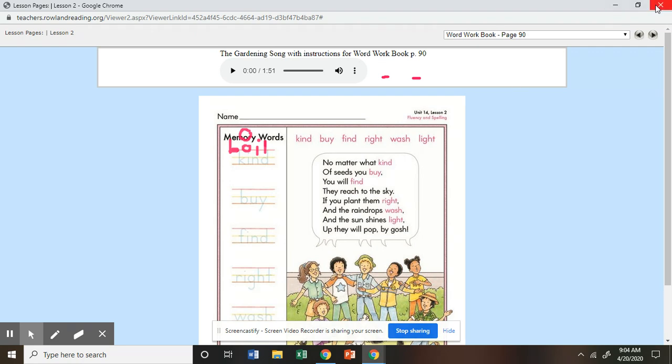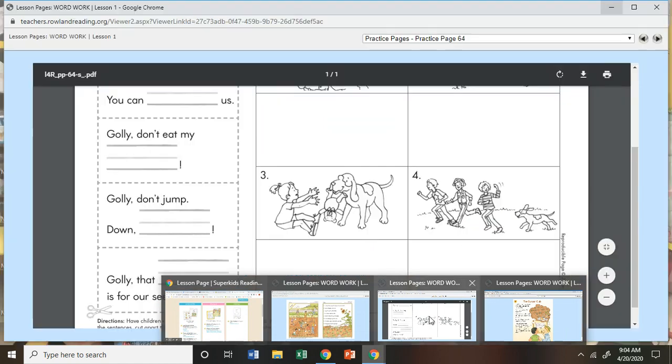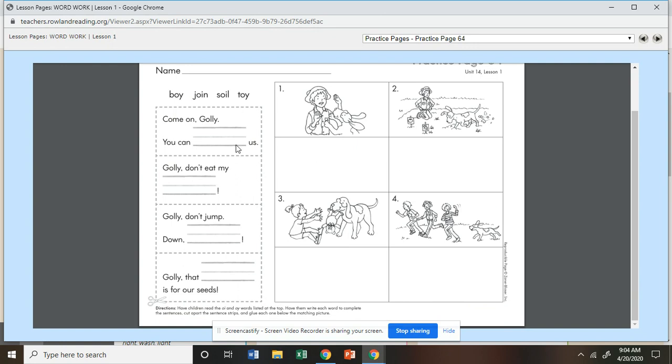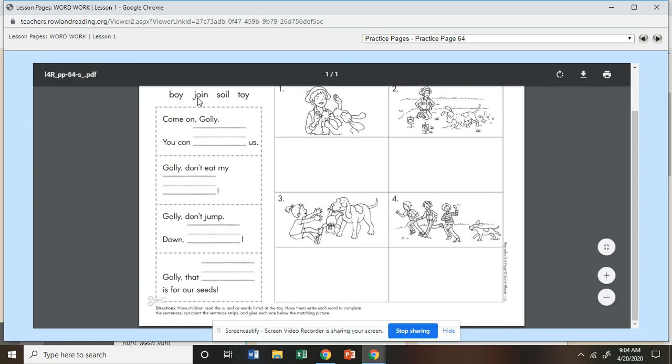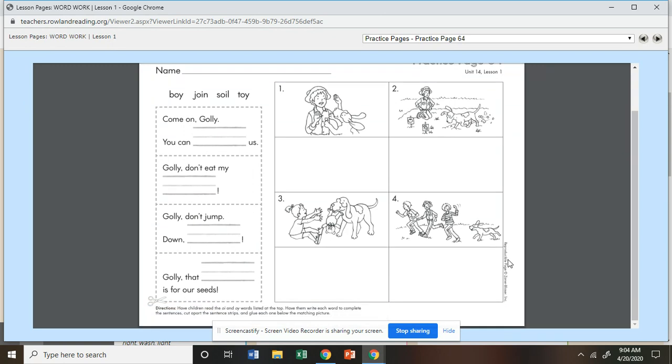Okay, nice job. The next thing that you're going to do is your practice page 64. Still practicing those O-Y and O-I words. You're going to read the sentence, cut and paste it to the picture that it matches. We've talked about this before. If you don't have scissors and glue, you can use tape, but if you don't have that, you can just rewrite these words under the picture it matches.